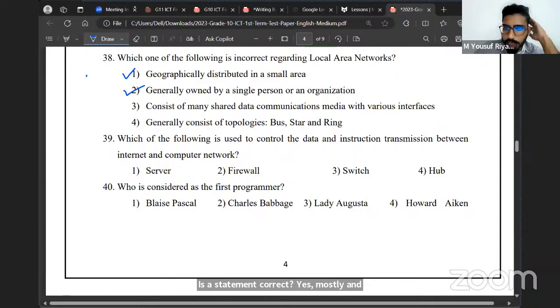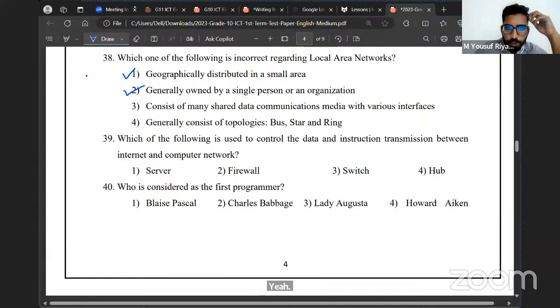Consists of many shared data communication media with various interfaces. Normally, you will not have many shared communication media. Communication media means, for example, fiber optics. In terms of media, you can take radio waves, microwaves, infrared, or even coaxial cable. Multiple such things will not be used in a LAN. Mostly a LAN will use an RJ45 LAN cable. It's a type of shielded twisted pair.